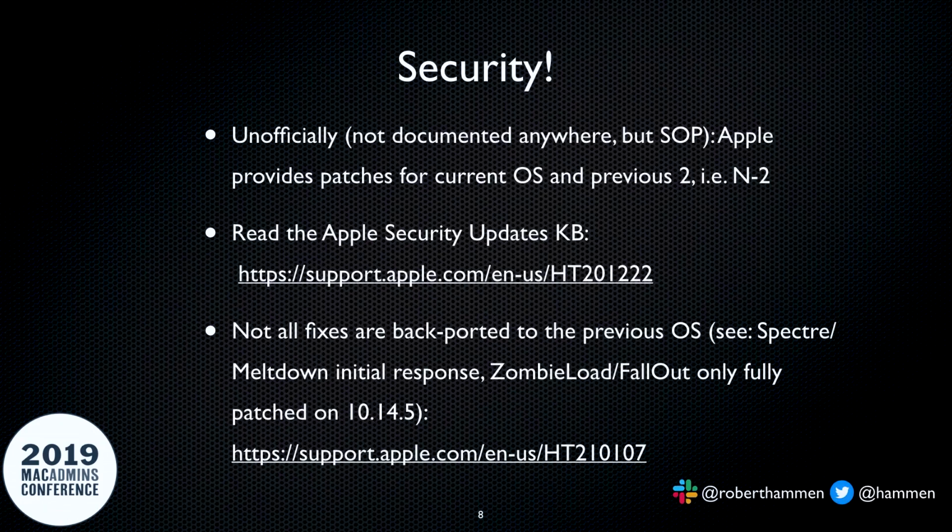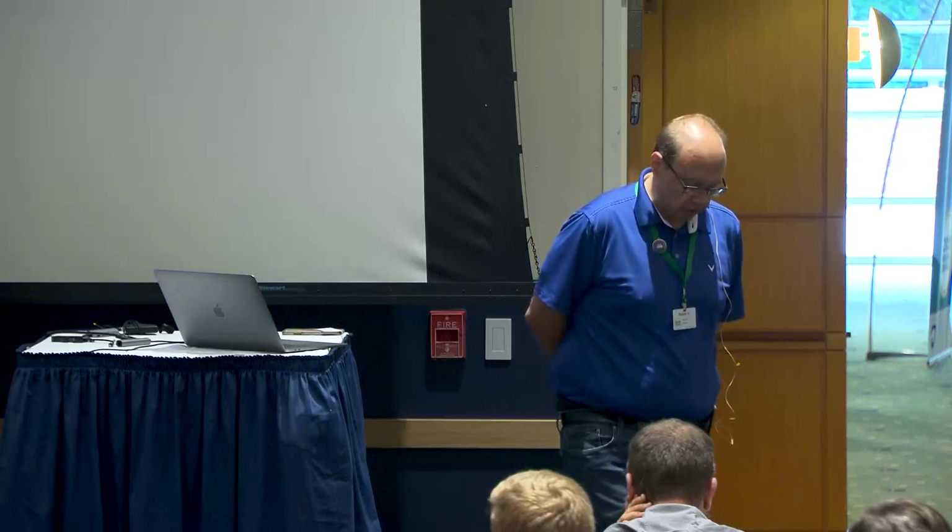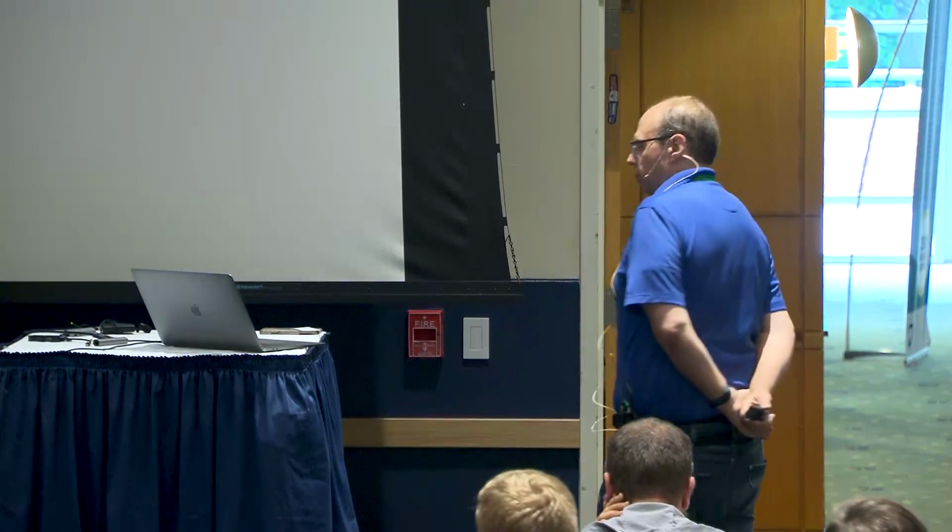For example, when the initial Intel Spectre and Meltdown vulnerabilities came out, Apple fixed them for 10.13.2 or 3, I can't remember what it was, but did not fix them for El Capitan and Sierra. And there were a lot of Mac admins who were really upset about this because they were getting a lot of pressure from their security folks. Apple subsequently did backport those fixes to the older OSs, but it was not originally planned, and it was about a month and a half or so after High Sierra had been patched.